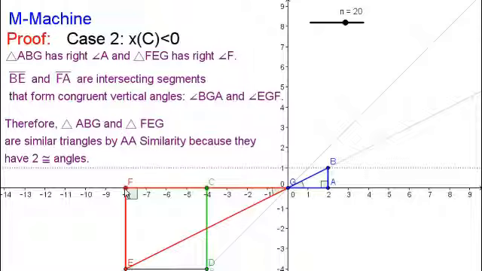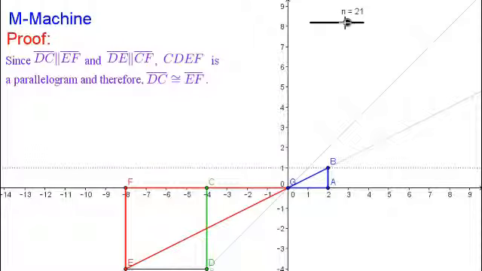Therefore, triangle ABG and triangle FEG are similar triangles, once again by angle-angle similarity, because they both have, again, two congruent angles. Since segment DC and segment EF are parallel, and segment DE and segment CF are parallel, CDEF is a parallelogram, and therefore segment DC and segment EF are going to be congruent. These are congruent because in a parallelogram, opposite sides are congruent.